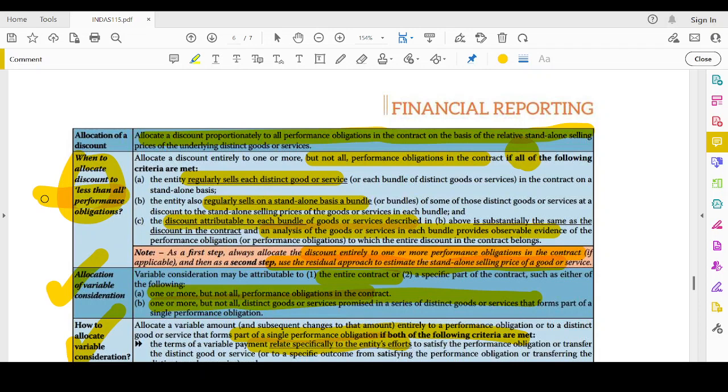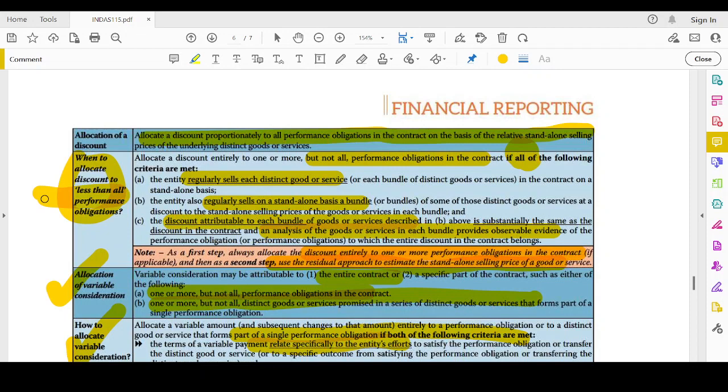What is being told here: I regularly sell product B at a 600 rupees discount, and even in this bundle I'm giving a similar discount, so it is directly observable using the evidence of individual sales. So I'm going to allocate the discount of 1,000 rupees only to products B and C, in the ratio of 600 to 400. If I'm able to directly identify it, then I allocate the discount directly. If it is not directly identifiable, then only do I apply the relative standalone selling price basis.